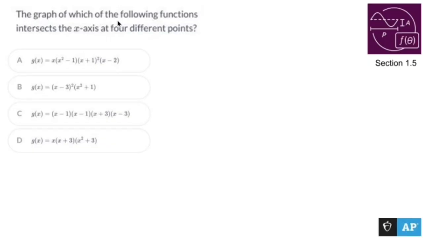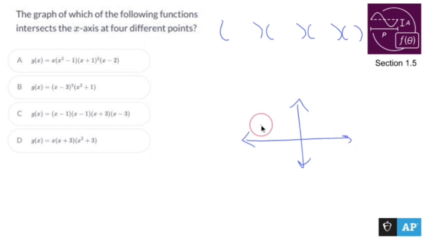The graph of which of the functions intersects the x-axis at 4 different points. So looking at the pictures that I have, I know what I'm looking for is some kind of function that looks like this, this, this, and this, where all of these are different. Because you're looking for something to go through 1, 2, 3, 4 times, something like that. All right, so first things first. We need 4 different points. First things first, u can be factored a little bit more.